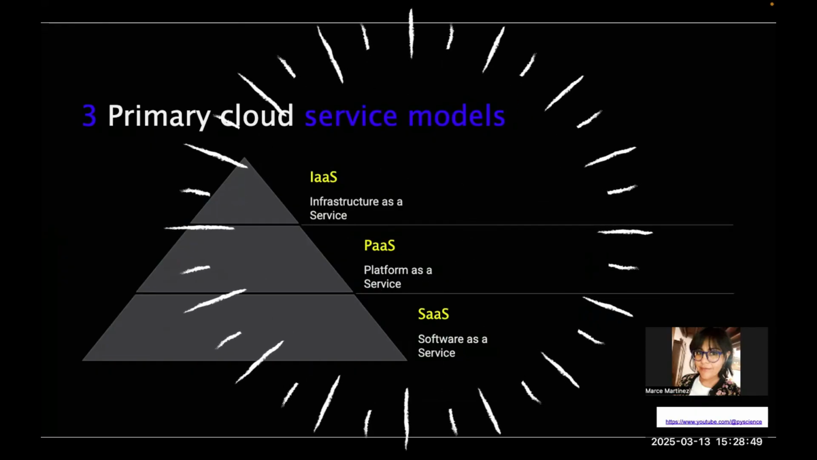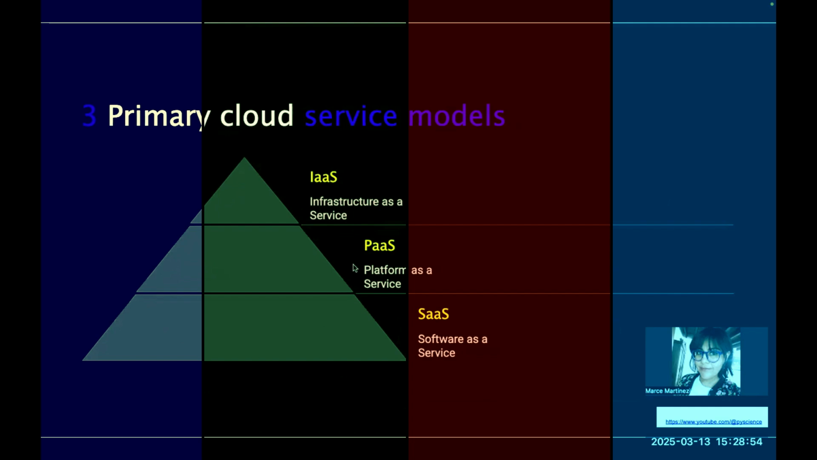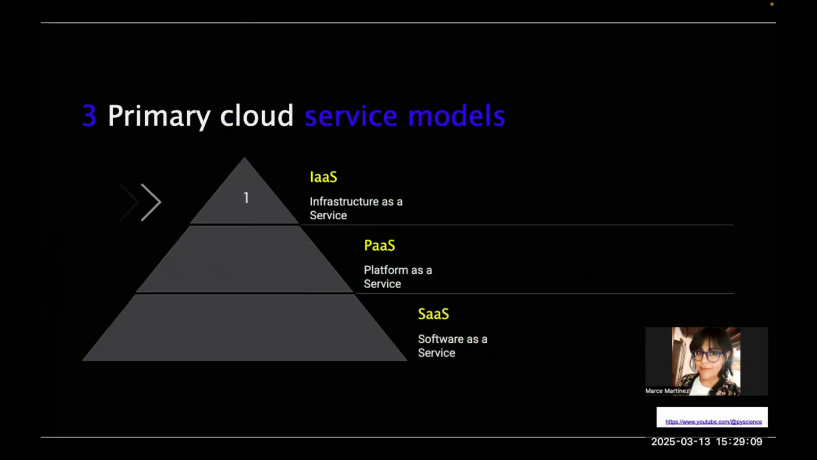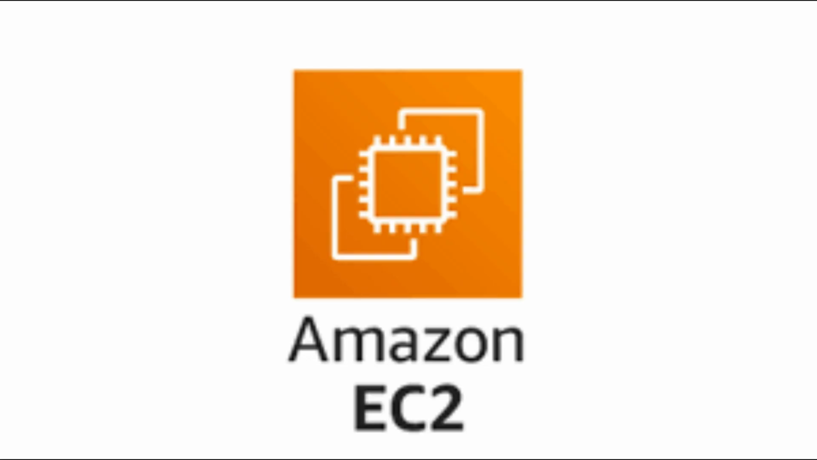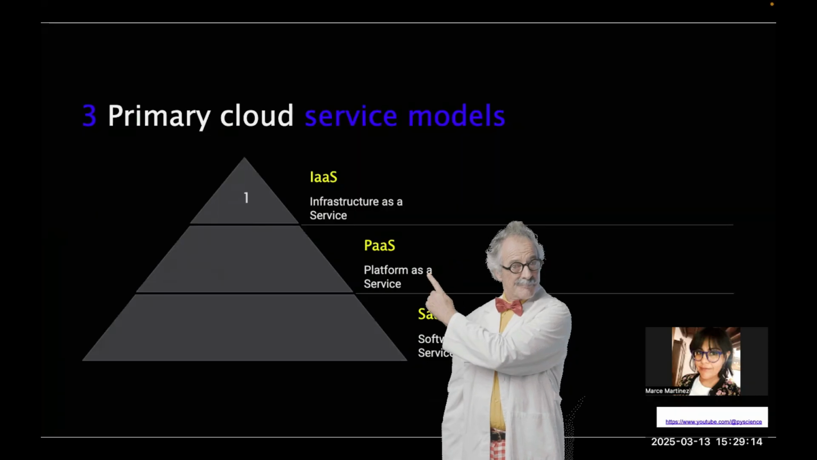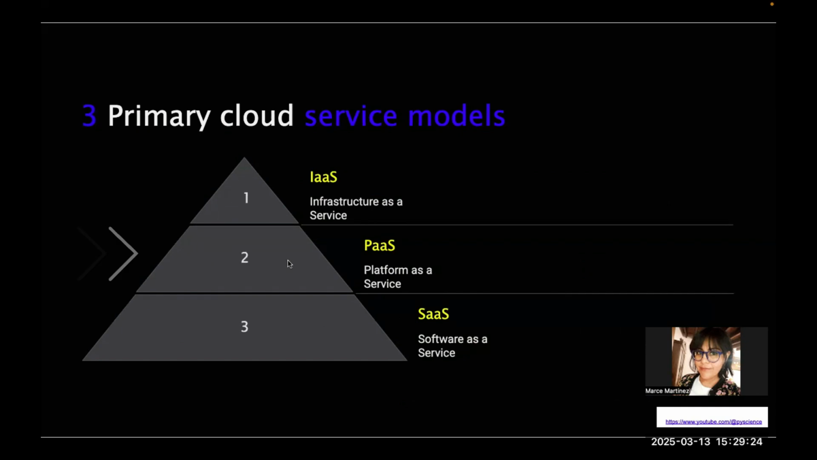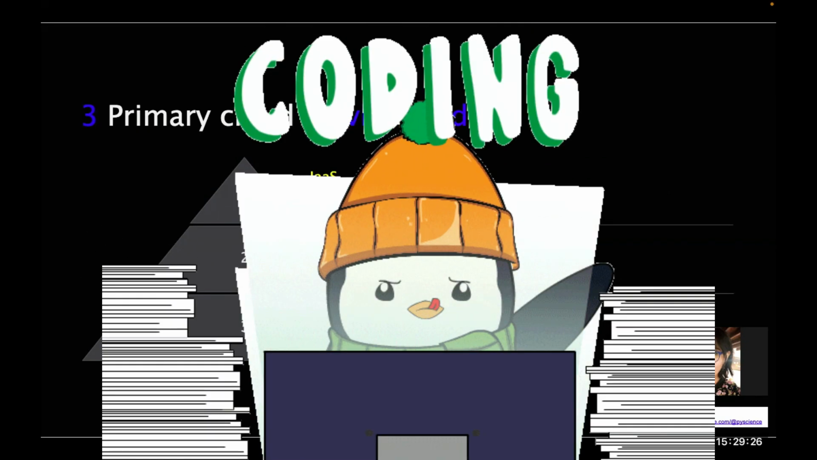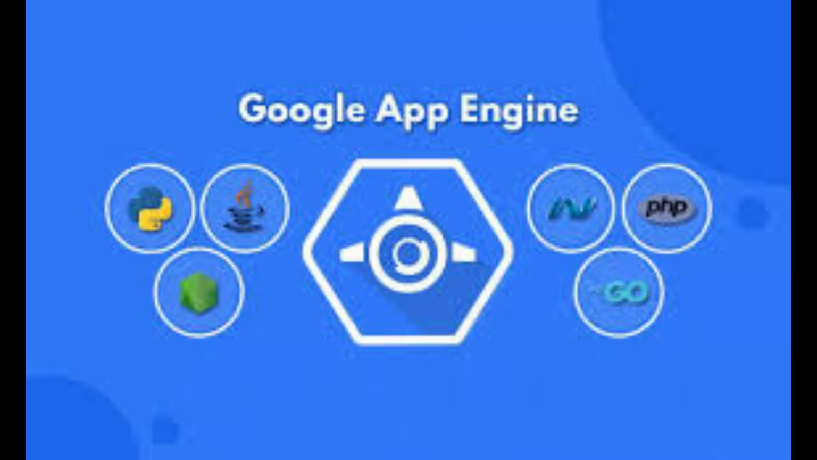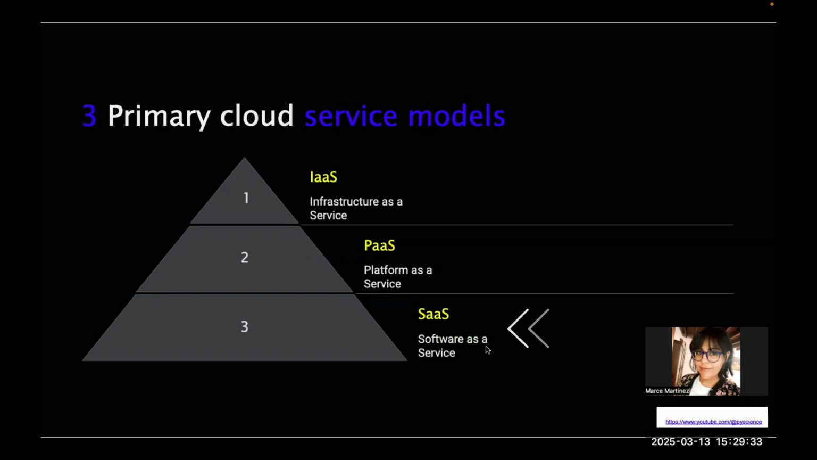Talking about the service models, for this session we are going to consider just these three: infrastructure as a service, platform as a service, and software as a service. The first one provides virtualized computing resources. An example of this could be AWS EC2. Then we have platform as a service, which offers tools for developing and managing applications. One example of this could be Google App Engine. Finally, for software as a service, one example could be Gmail.